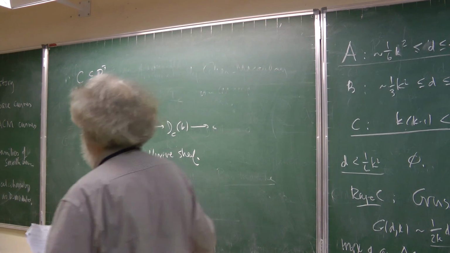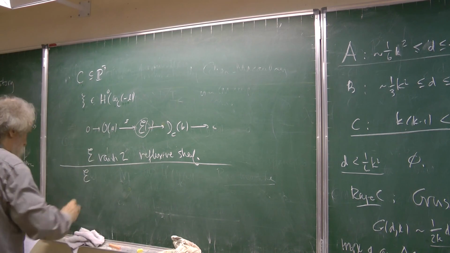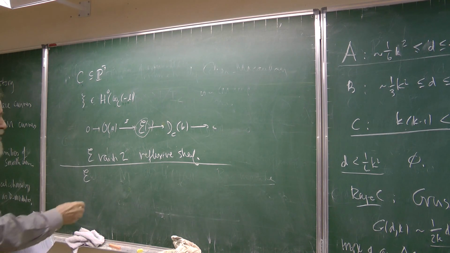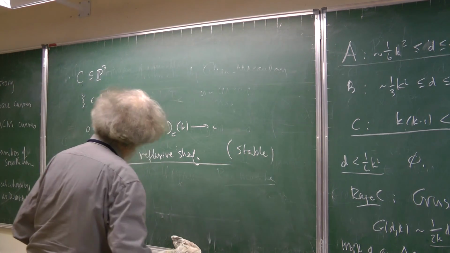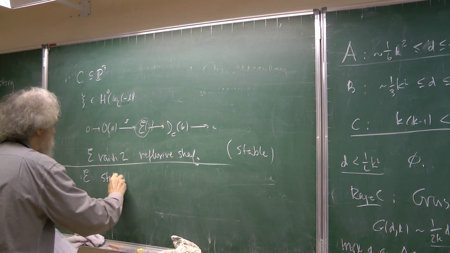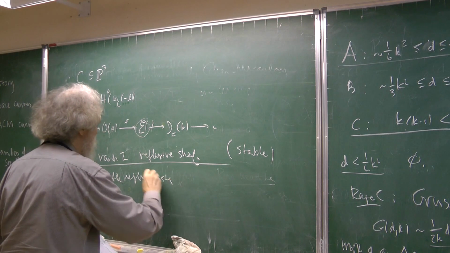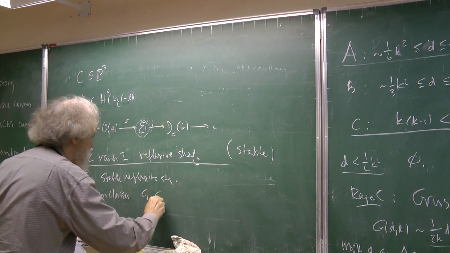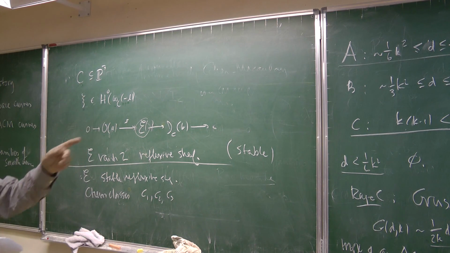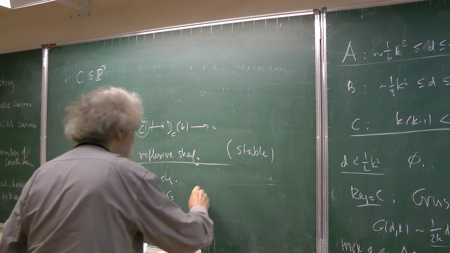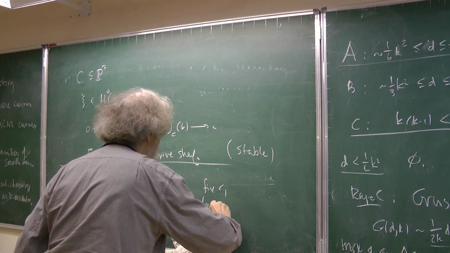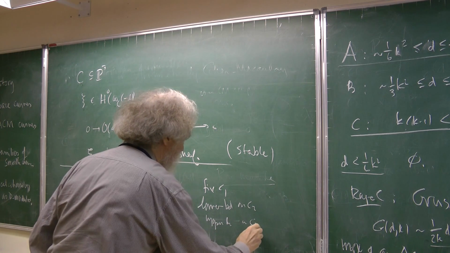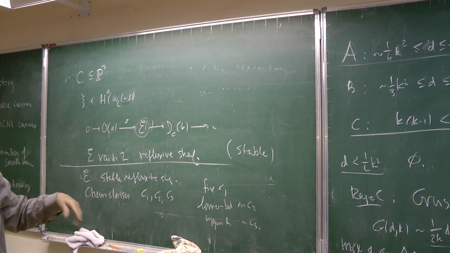So you can translate the problem into a question about E. It happens that the range we're interested in corresponds to stable sheaves. Now stable ones are much better than the others. So we will get stable in our case. So then you get a problem: if E is a stable reflexive sheaf, it has numerical invariants called Chern classes, C1, C2, and C3. And the problem of bounding the genus of the curve boils down to a problem of giving a lower bound. So if you fix C1, you ask for a lower bound on C2 and an upper bound on C3.